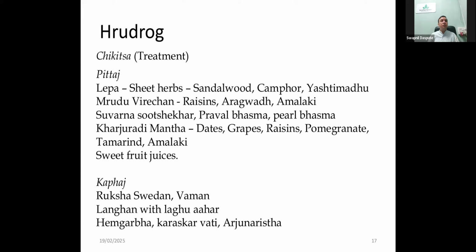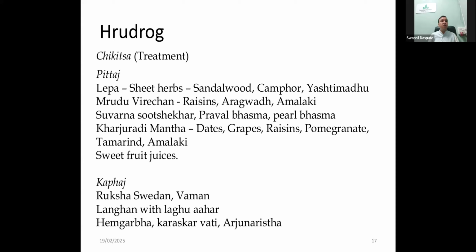Sweet fruit juices, so fruit juices of madhura rasa and madhura vipaka can be given to the patient. They will pacify Vata and also be good as hridya, good for the heart.